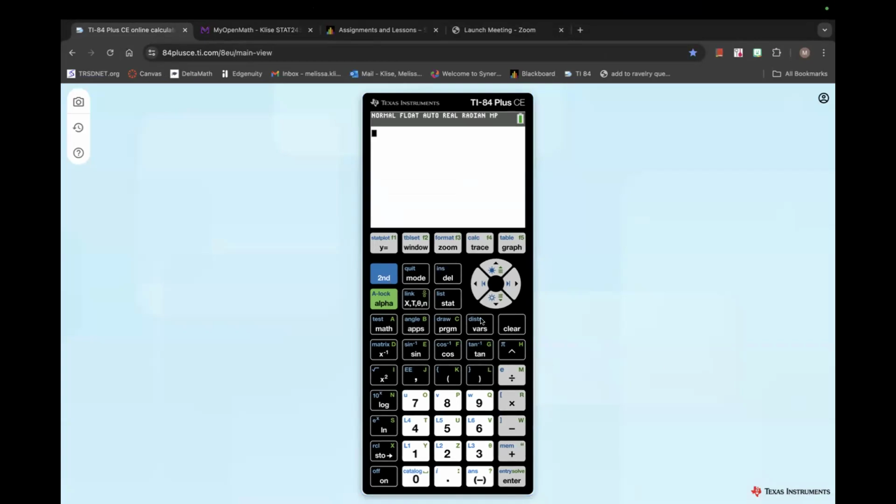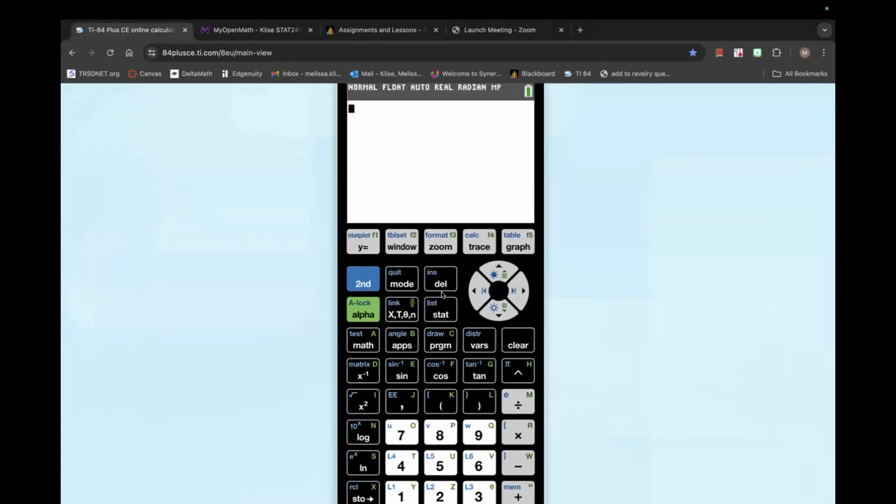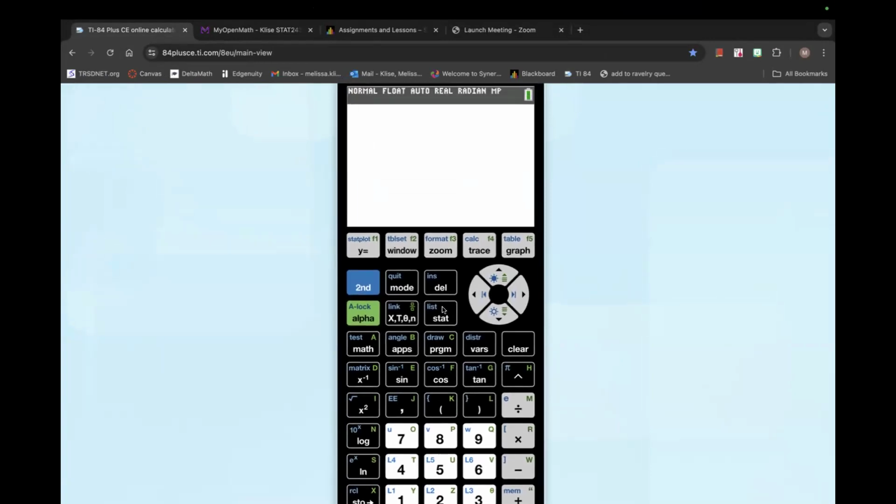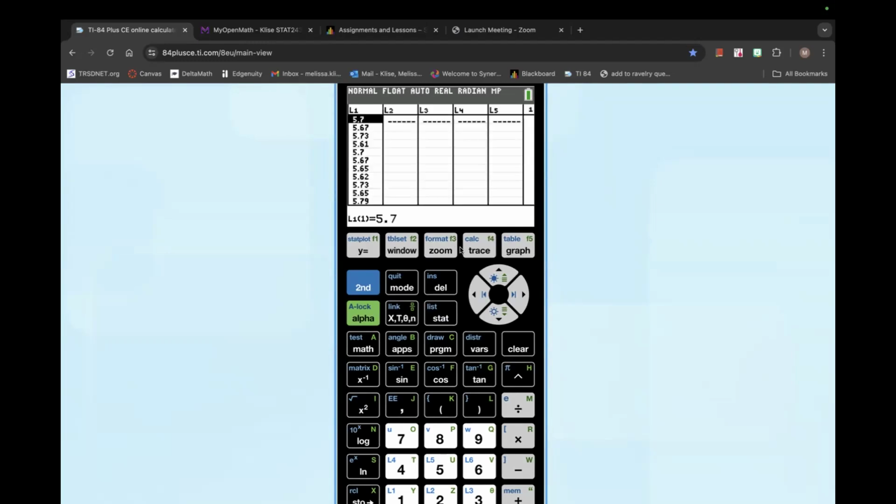So I'm going to hit the stat button. The stat button is right here. I need to go to my other screen because I have the data set on my other screen. I do, because I want to be able to see it. Okay. So hit the stat button, and then you want the first option, which is edit. So hit enter, and it'll bring up this screen right here.